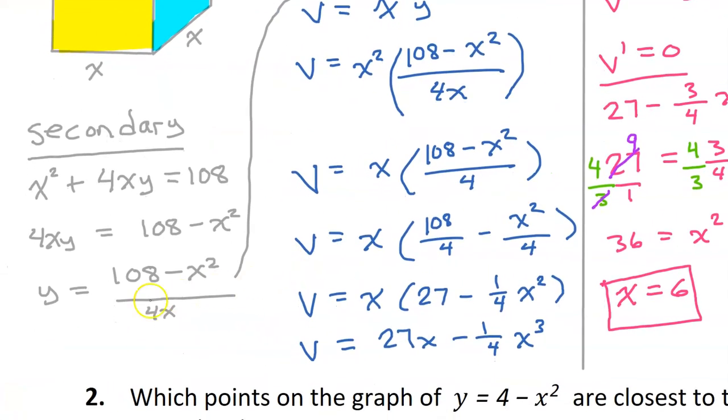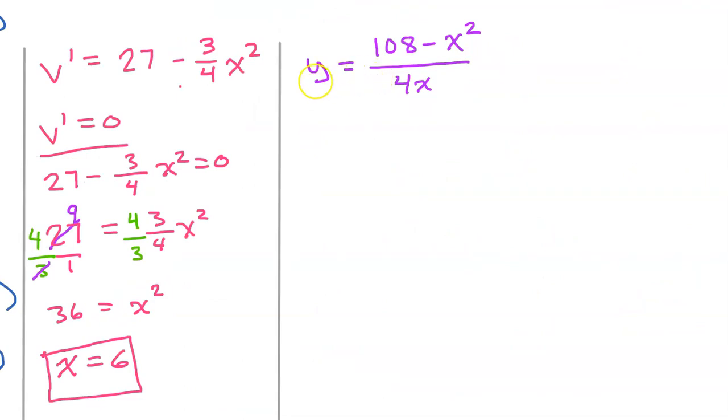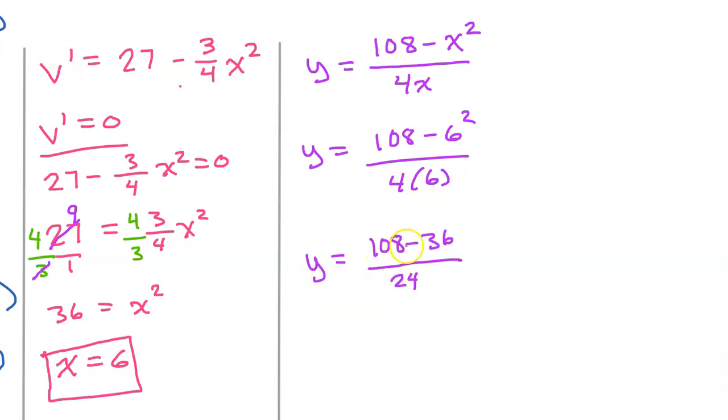We also need the value of y, which we can get from this expression. Let me just copy this over. So there's my secondary equation all over again. We need to substitute 6 for these x's. So I have y equals 108 minus 6 squared over 4 times 6. Y equals 108 minus 36 over 24. So y equals 72 over 24, which means that y equals 3.